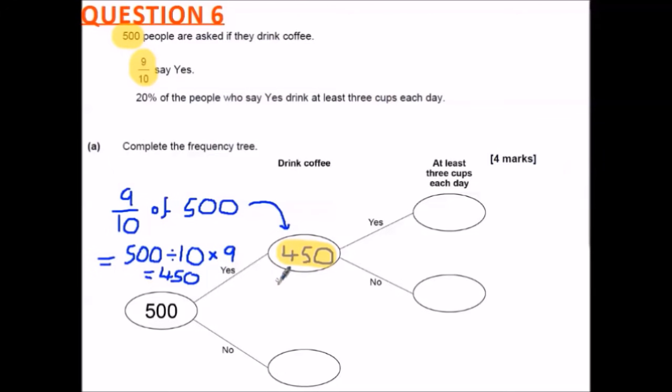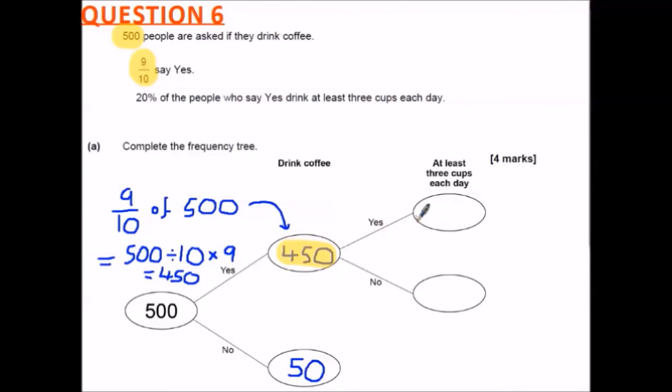Now, frequency trees, whenever the number branches off, the numbers it branches off into will always add up to the number they branched from. So these two here need to add up to 500. So the number that said no will be 500 take away 450, which will be 50. As a double check, 450 plus 50 equals 500. So you've got 2 marks in the bag now.